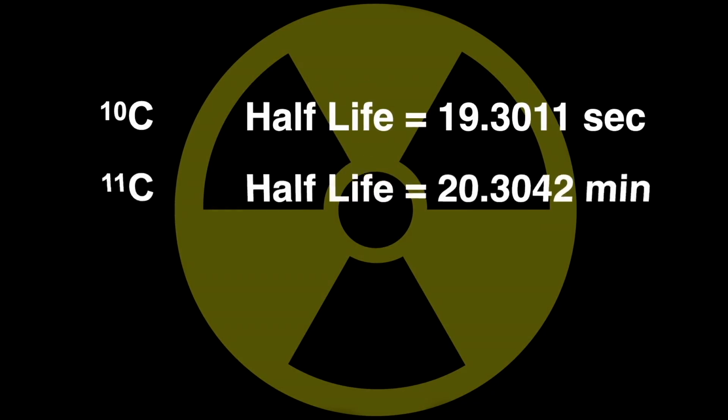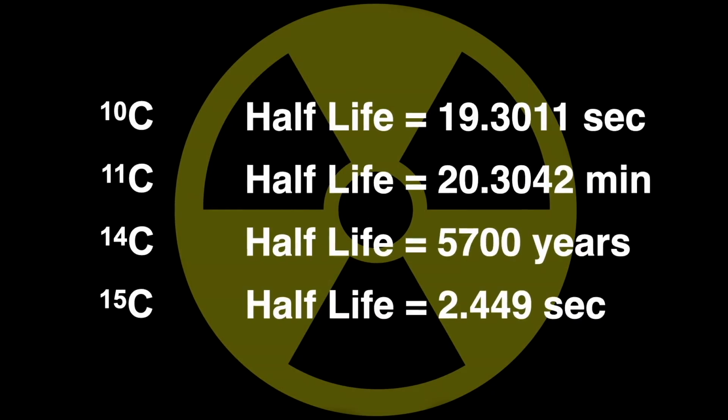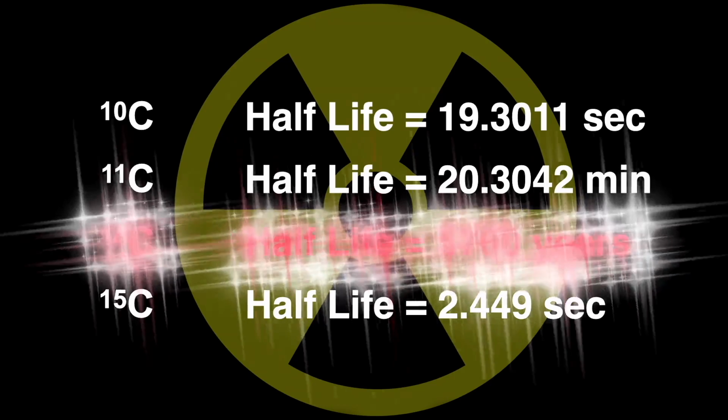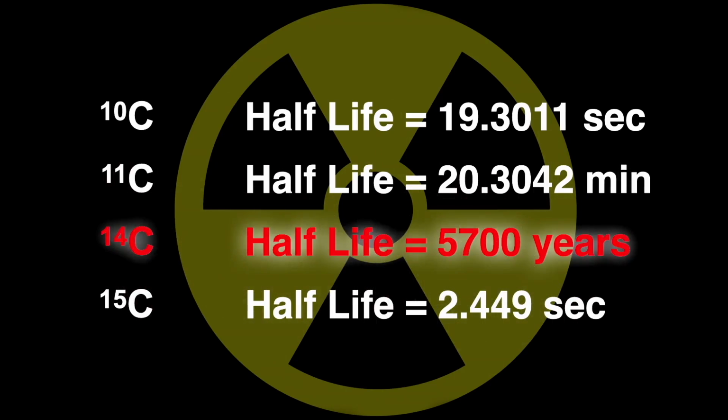Of the radioactive isotopes of carbon, these are the ones with half-lives over 1 second. The longest-lived isotope, carbon-14, has a half-life of 5,700 years. More on half-life in the next slide, and we'll be seeing more of this isotope in a bit.